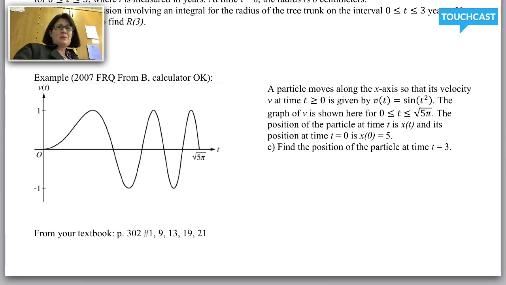All right, so I hope you remember the most important example from chapter 5. Here we have another problem. It's going to be an application of the same idea. I have a particle that's moving along the x-axis, and I have an expression for velocity, v of t.